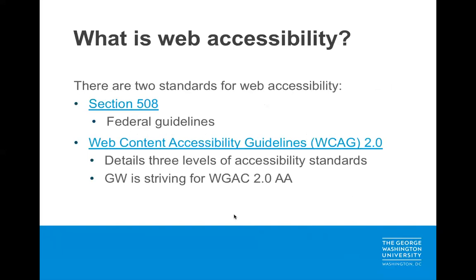So there are 2 standards for web accessibility, and the first one is Section 508, and those are actually federal guidelines. The second set of standards come from the Web Content Accessibility Guidelines, commonly referred to as WCAG 2.0. They provide 3 levels of accessibility standards, and the university is actually striving for AA compliance with the WCAG 2.0 standards.